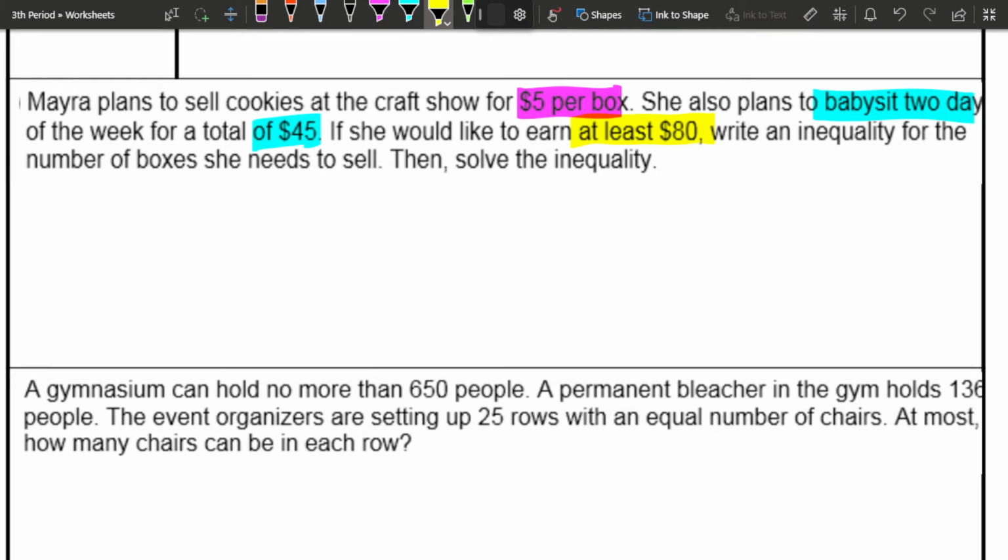Write an inequality for the number of boxes that she needs to sell. And remember, just like before, what are we looking for? The number of what?